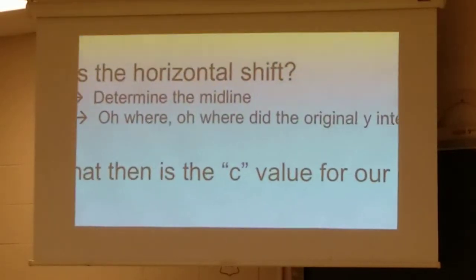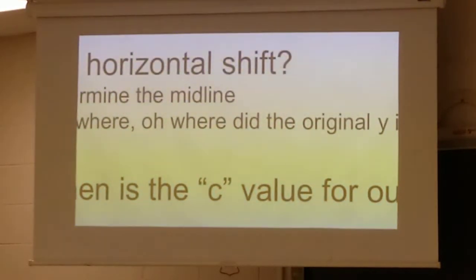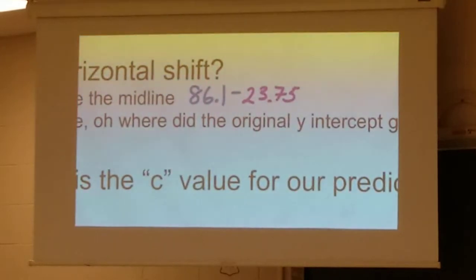Now, the midline could be thought of as the maximum, which is 86, minus the amplitude. Do you see what I'm doing here? Kind of going backwards. I'm starting at the maximum, and I'm going down by the amplitude. And if you think about it, that should get us to the midline. That should get us to 62.